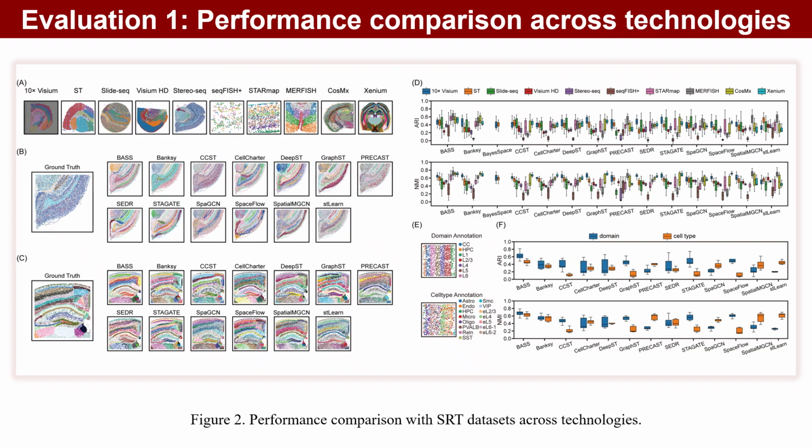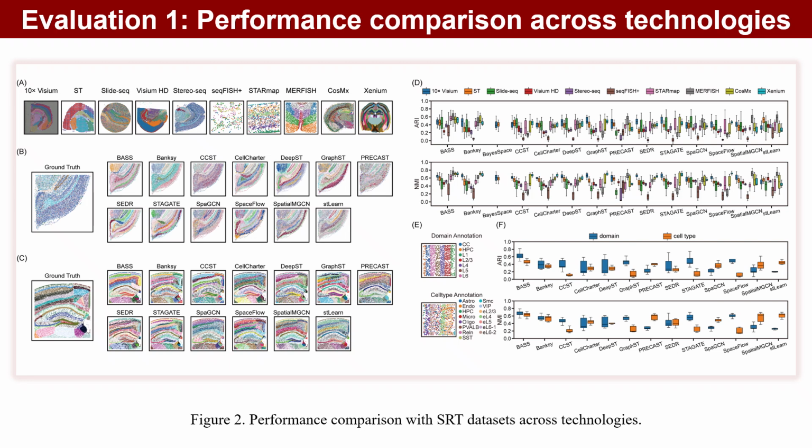First, we analyzed brain datasets from 10 classic and widely used platforms. Method performance varied by platform with different spatial resolutions, which also dictates the nature of clustering tasks. ST and 10 times Visium aggregate transcripts from multiple cells, constraining annotations to spatial domains. These platforms are better suited for methods like Stagate and GraphST.